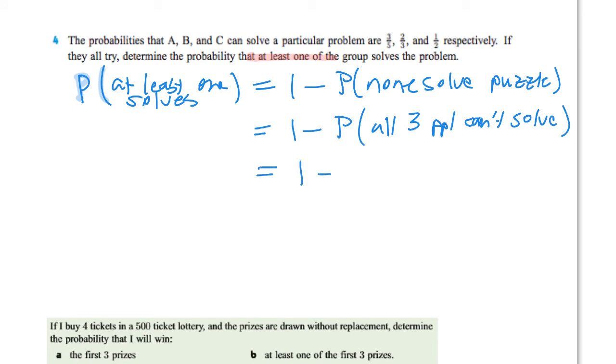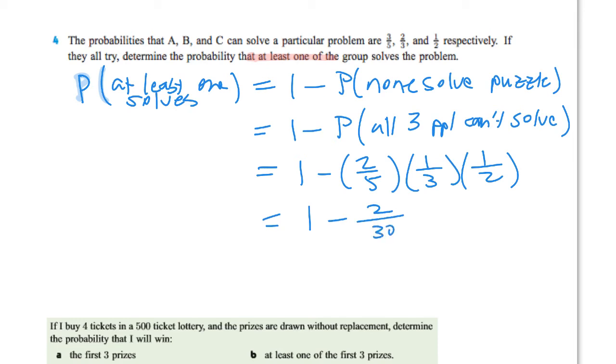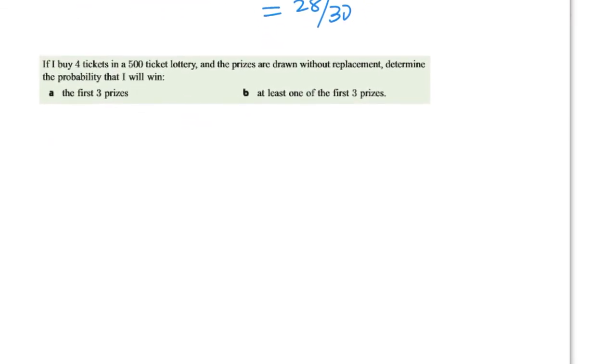So that's 1 minus: person A can't solve the puzzle, that's 2/5. Person B can't solve the puzzle, that's 1/3. Person C can't solve the puzzle, 1/2. So it's 1 minus 2 out of 30, 28 out of 30 chance. Okay, so the idea of at least one as 1 minus P(none) is a rule worth remembering, because solving that with a tree diagram or a sample space from rules earlier in the chapter would not be efficient.